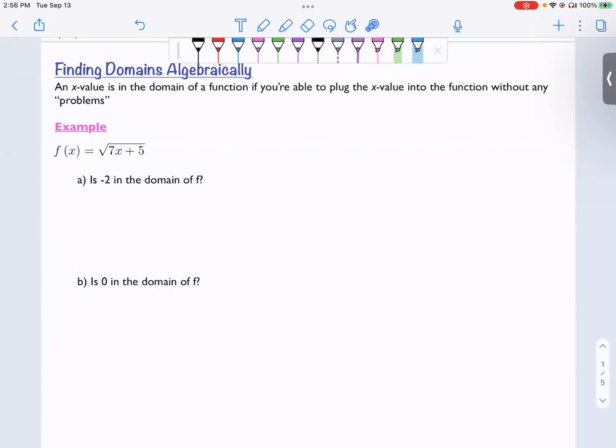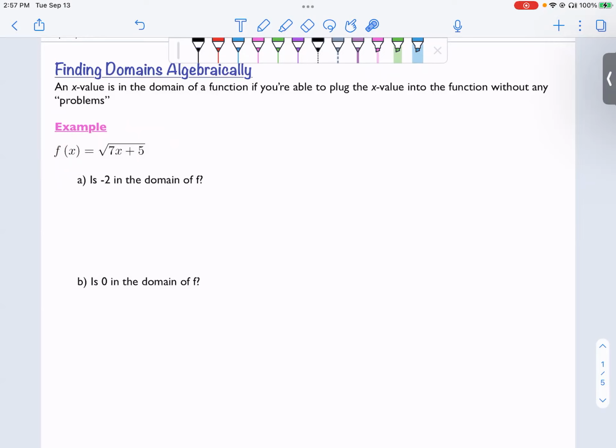Finding domains algebraically. So in a previous video, we talked about domains and ranges in discrete sets. We talked about domains being the set of x values and ranges being the set of y values. We briefly mentioned that with graphs, there were infinitely many points, so there were infinitely many x values, infinitely many y values. But we didn't go too much deeper than that.